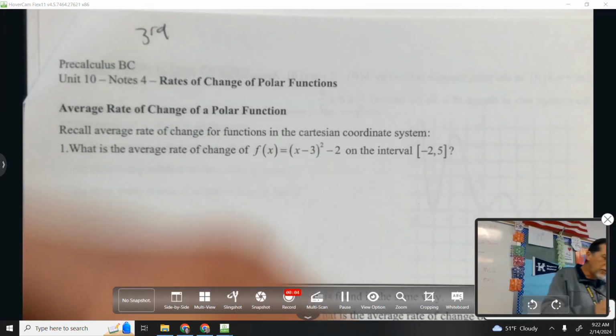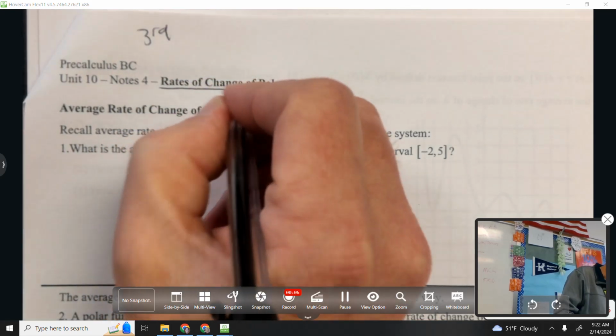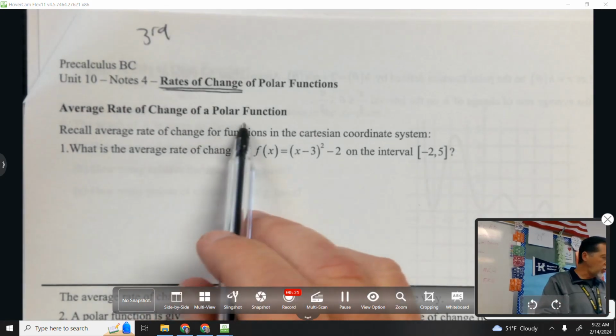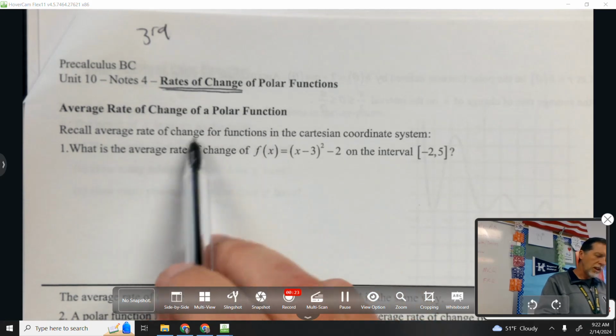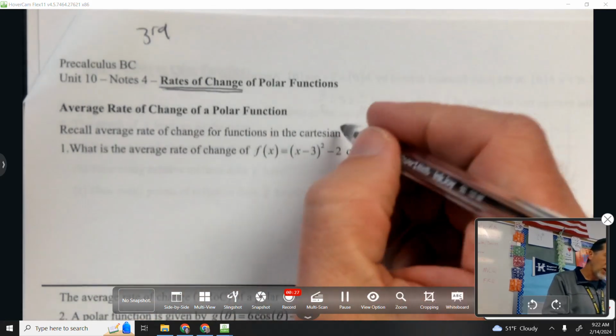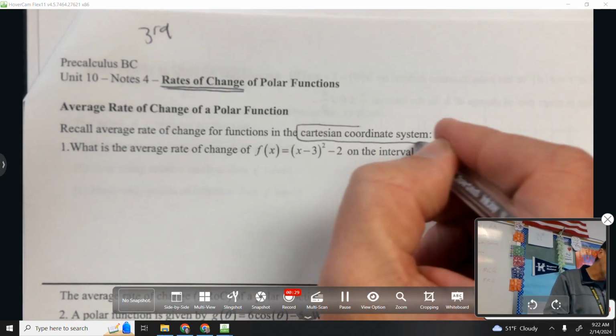Okay, rate of change of polar function. Let's back up a little bit and remind ourselves rate of change back in Cartesian land in x's and y's before we worry about rate of change in polars, right? One step at a time here. Average rate of change of a polar function, hold off on that. Let's go average rate of change in the Cartesian coordinate system.